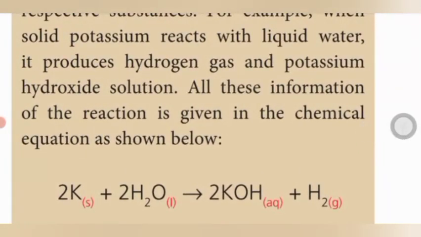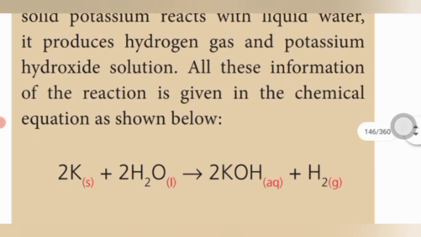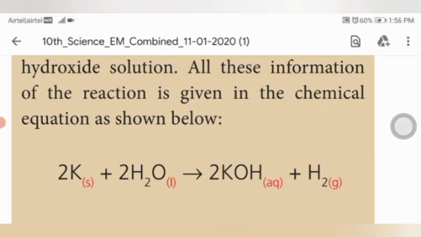Solid potassium: S for solid, within a bracket as the subscript for potassium. Water, formula H2O, is in the liquid state, written as L in a bracket in the subscript of water. Potassium hydroxide is an aqueous solution, AQ for aqueous solution, and hydrogen is a gaseous substance. These physical states are written in a bracket as a subscript of the respective substance.